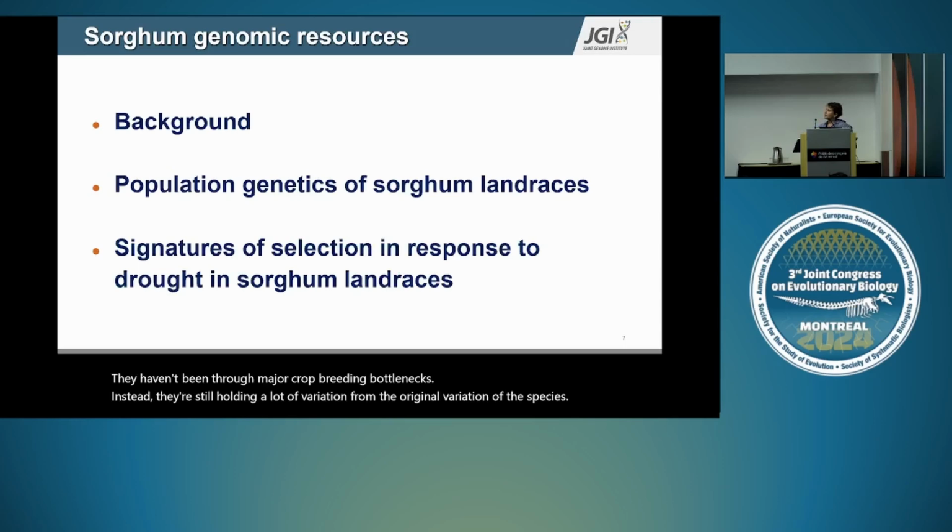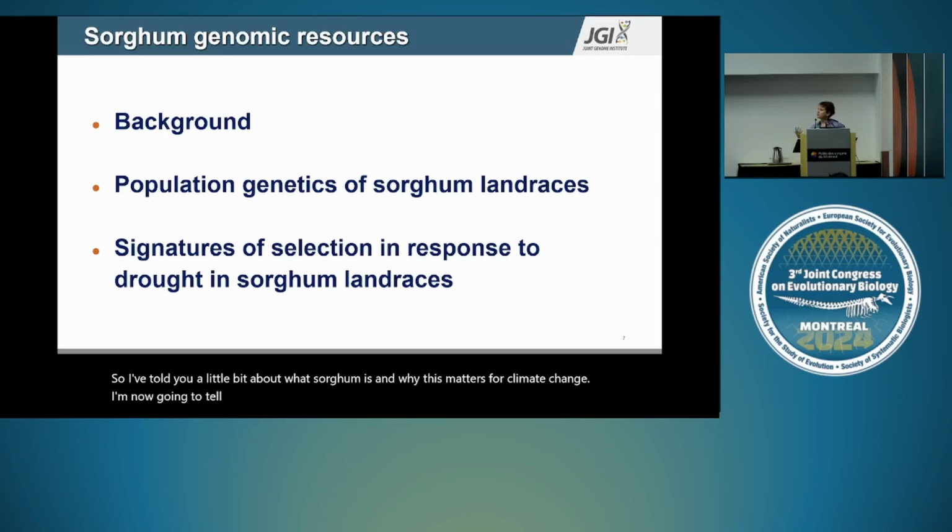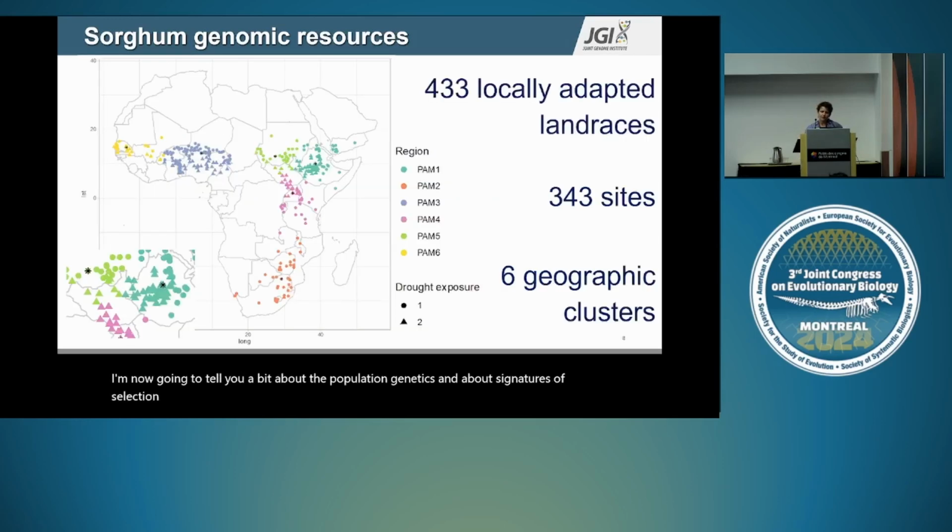So I've told you a little bit about what sorghum is and why this matters for climate change. I'm now going to tell you about the population genetics and signatures of selection in sorghum. These are just the locations of the landraces we're working with. There's an inset so you can see in detail. I've grouped them geographically using partitioning around medoids, around those little black asterisks, weighting by latitude and longitude. It's just dividing them up in space.